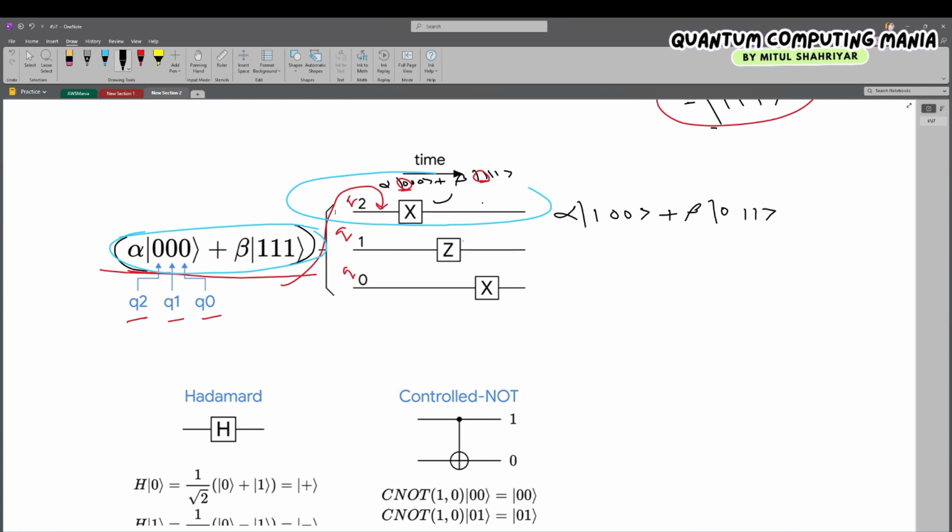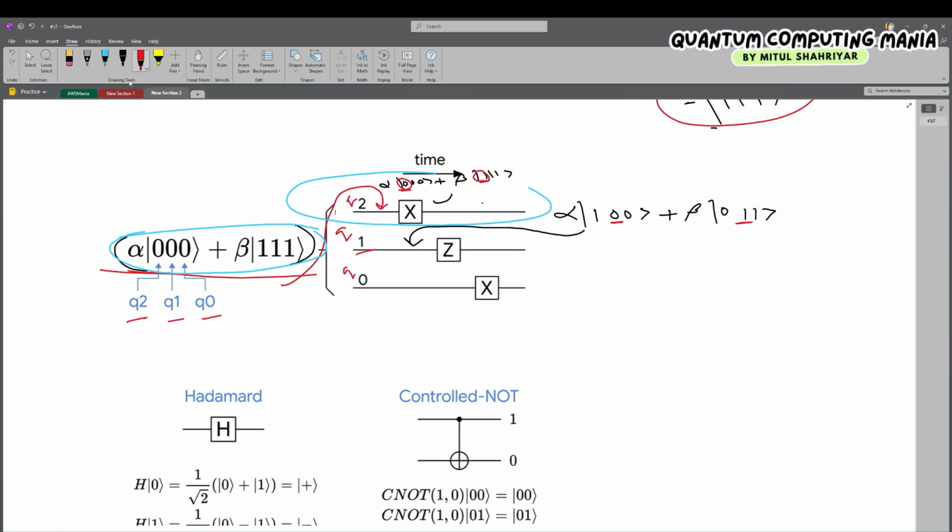Now we are done with this one. Now we have to pass this one here. If we pass this one, again this is a Q1 operation. That means in the middle one, only this will be impacted. If you pass 0 to Z gate, you know there is no change. If you pass 1, there is some change, right?